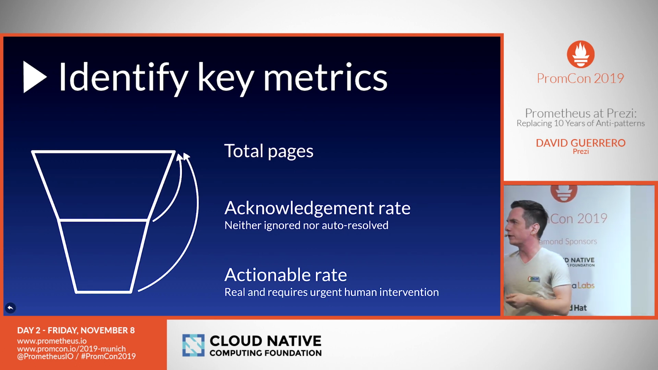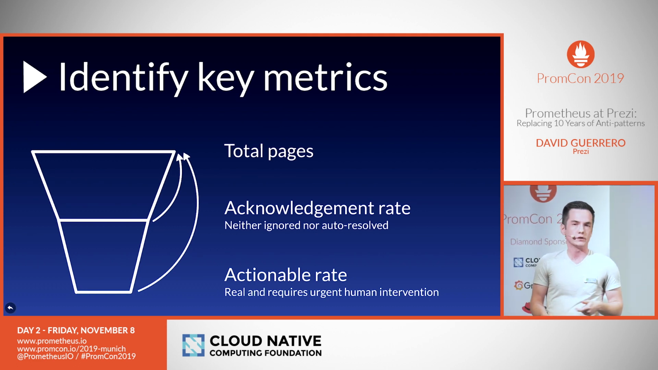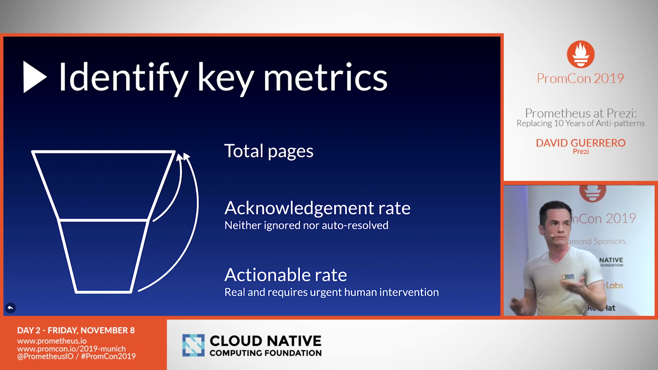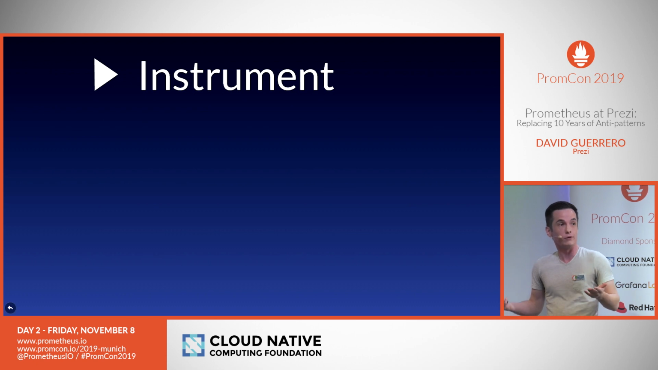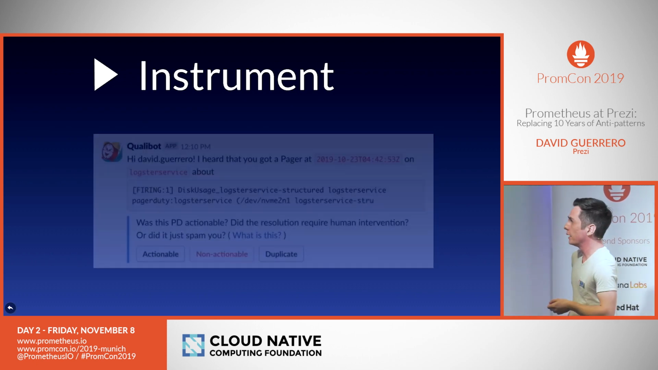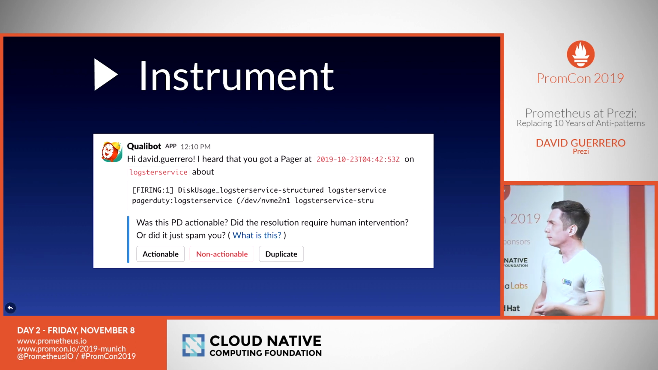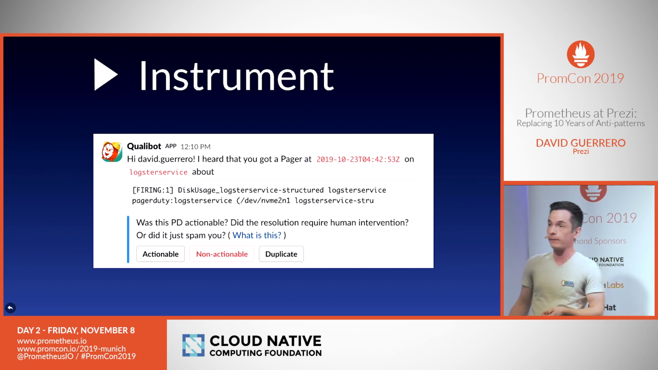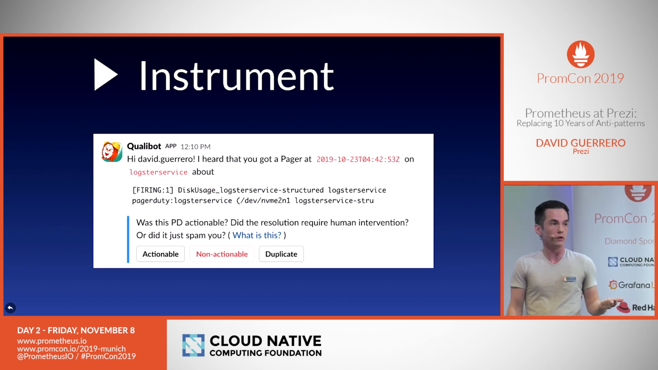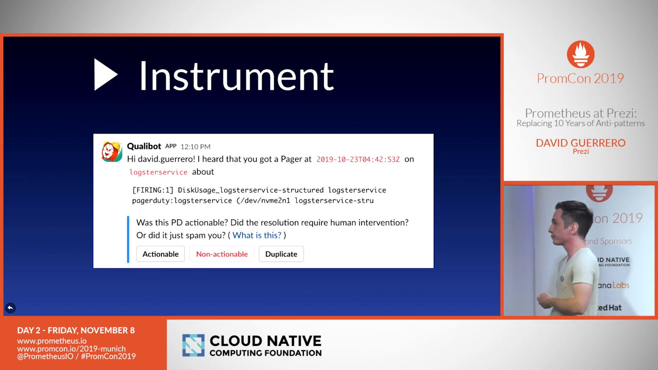The only issue here is that if we use PagerDuty, for example, we can get this total number of pages, and we can get this acknowledgement rate pretty easily. That's just stats. But the actionable rate, how do you get that? Well, actually, you need instrumentation. You need to ask people, was it actionable or not for every page that you get? And so for us, we did that through a Slack bot, which we call QualiBot. If you got a page, the next day, QualiBot will ping you and ask you, okay, was this page actionable, non-actionable, or was it a duplicate? And from that, we can finally have our actionable rate.